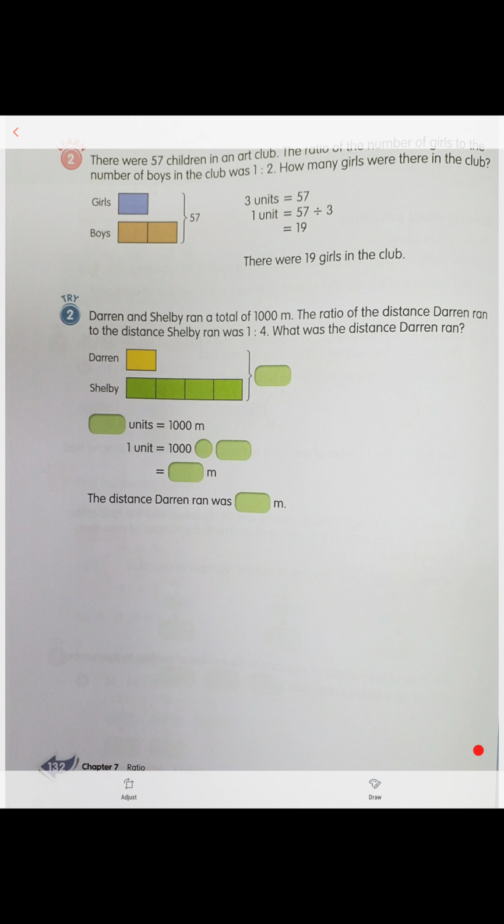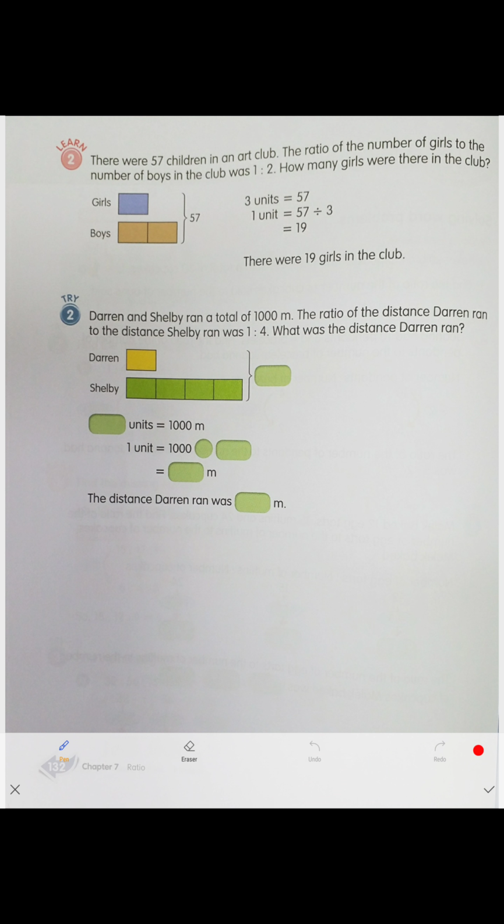Okay, so the second thing that we need to learn is how to show our ratios as units and solve our word problems using model drawing and ratios. Here's the problem. There are 57 children in the art club. The ratio of the number of girls to the number of boys in the club was 1 to 2. How many girls were there in the club?